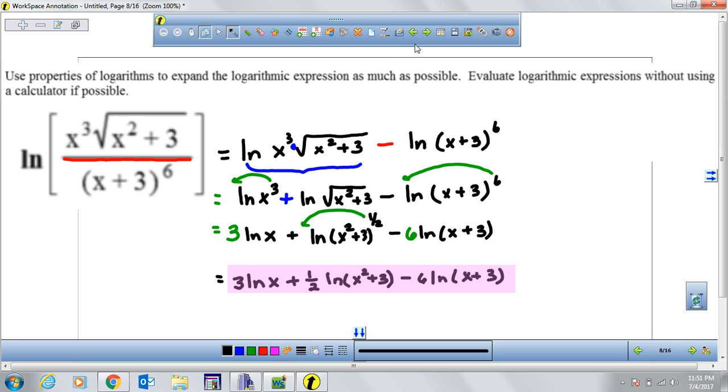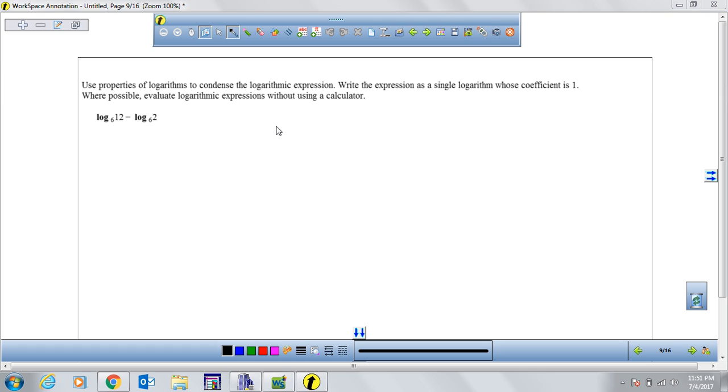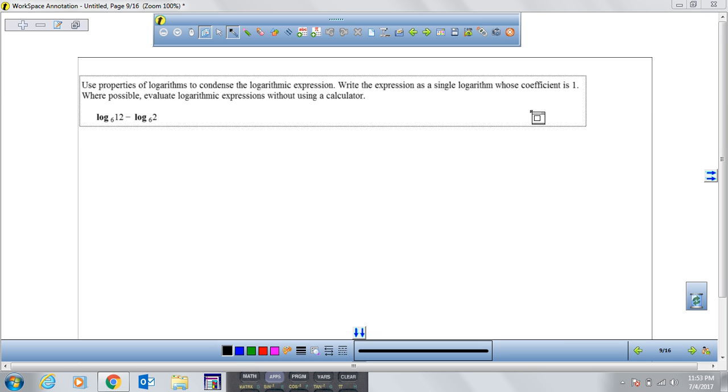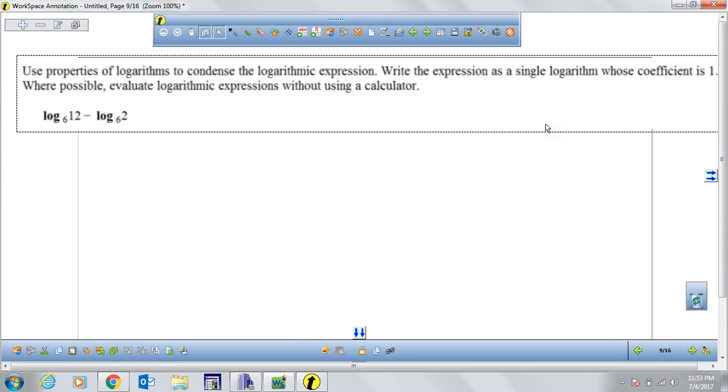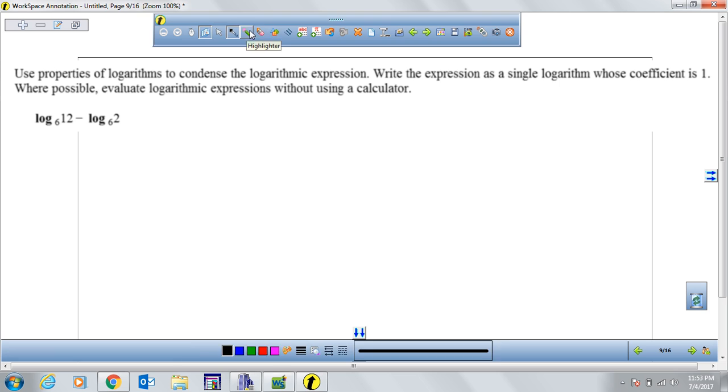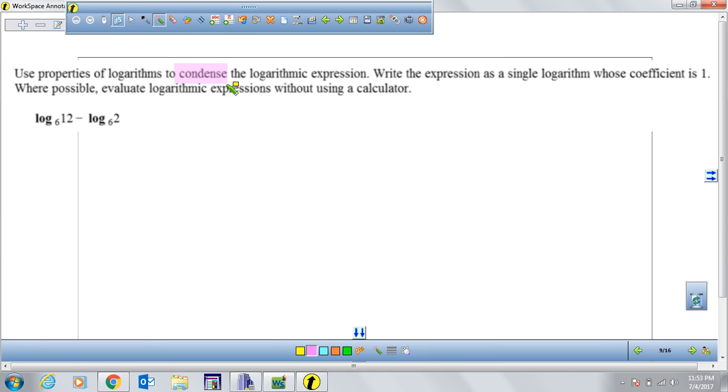Now, the next thing we're going to do is the opposite operation. In the next couple of problems we're going to use the properties of logarithms, but now we're going to condense. Condense means that we're going to put them back together into one single logarithm. That's the definition of condensing. And it tells you right here, condense the logarithmic expression, which means write as a single logarithm whose coefficient is 1, with no number in front of it. So just one single log.